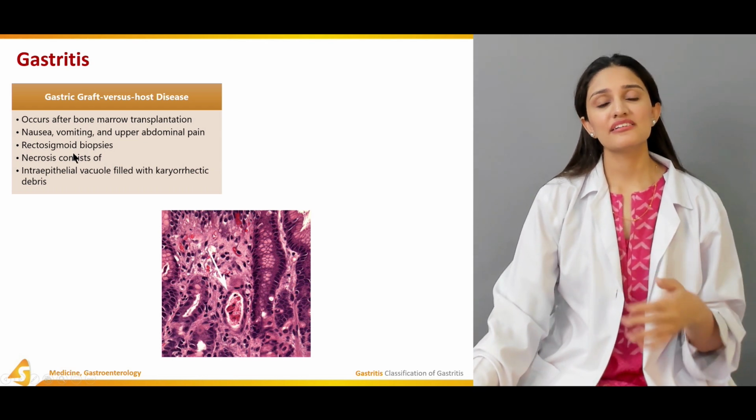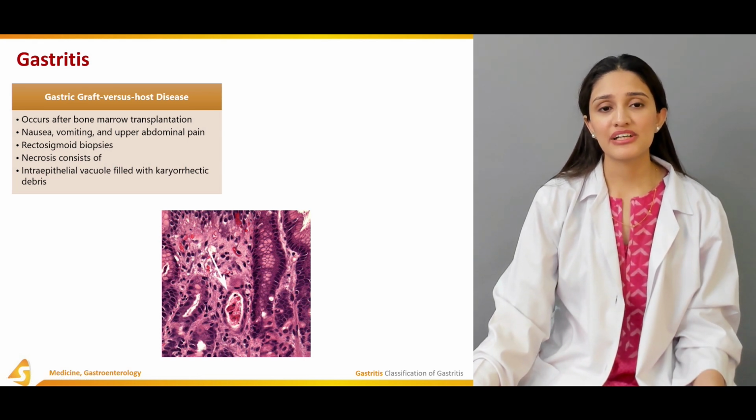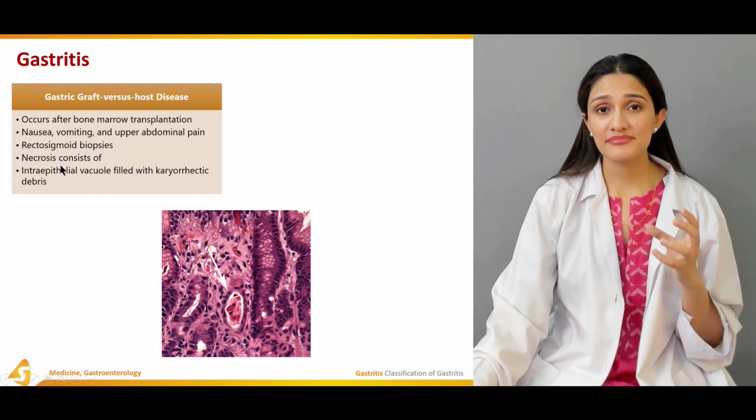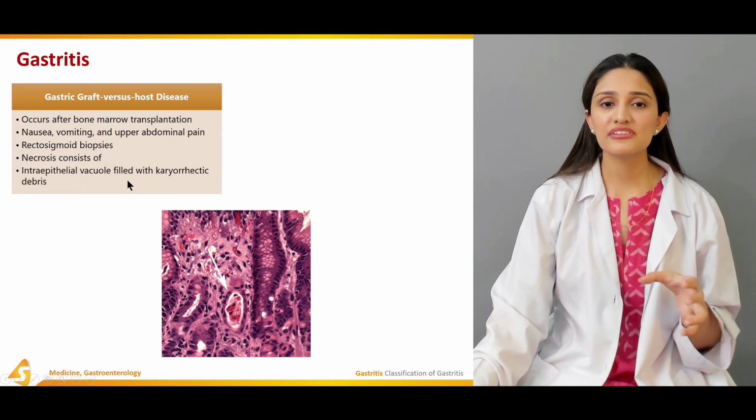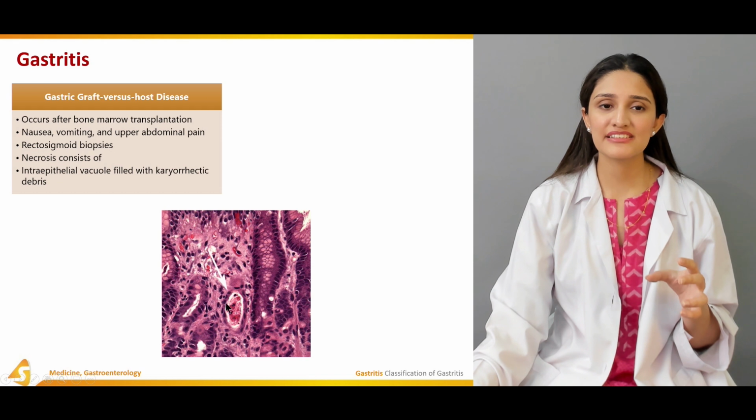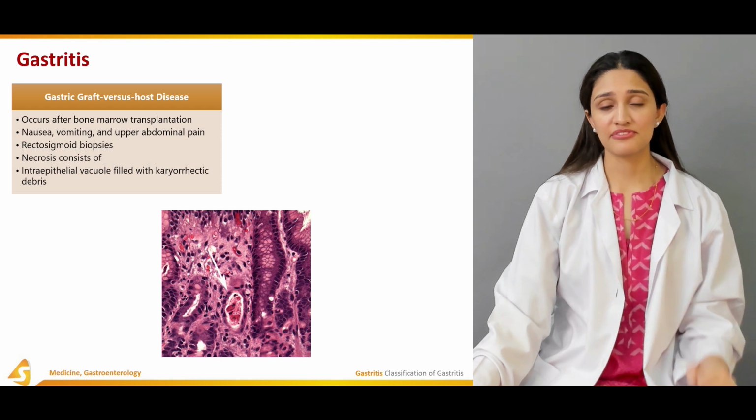So we usually perform a rectosigmoid biopsy in this type of gastritis, and there is also the presence of necrosis, which usually consists of intraepithelial vacuoles filled with karyorrhectic debris. As you can see in this microscopic, histological picture, we can see this intraepithelial vacuole that occurs within this type of gastritis.